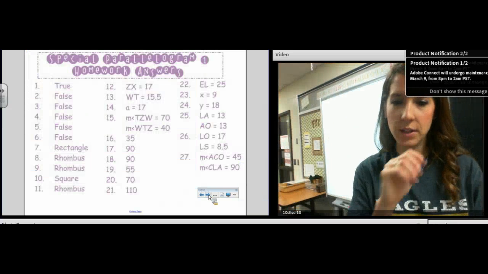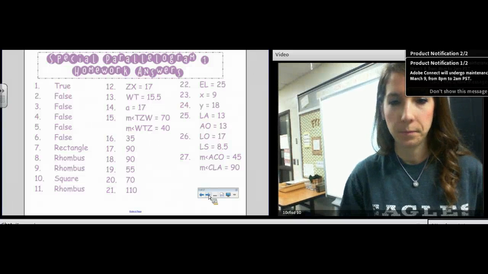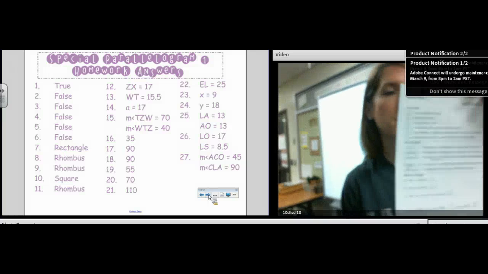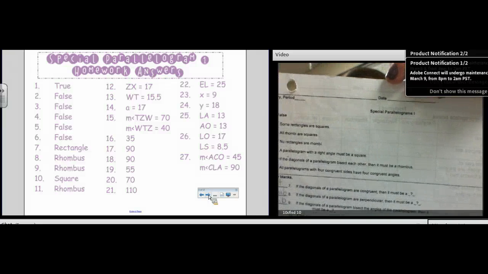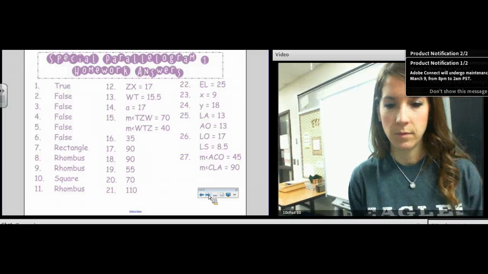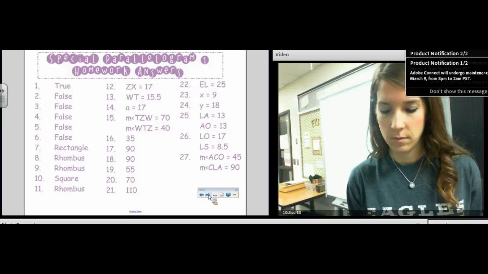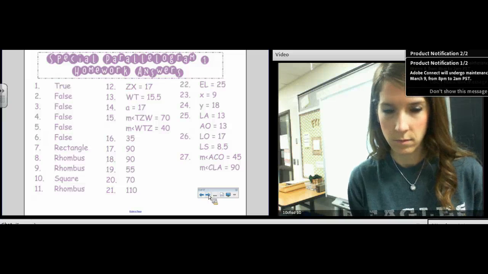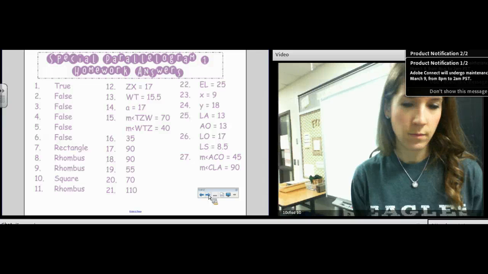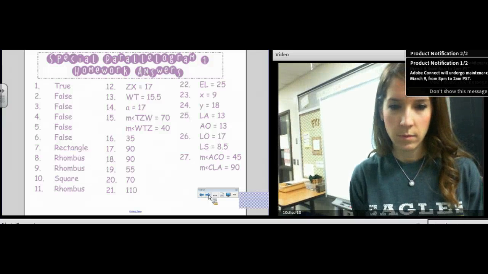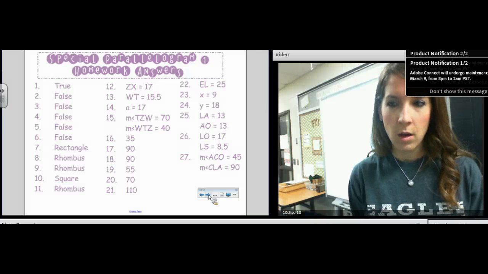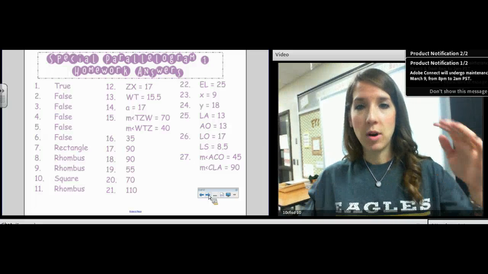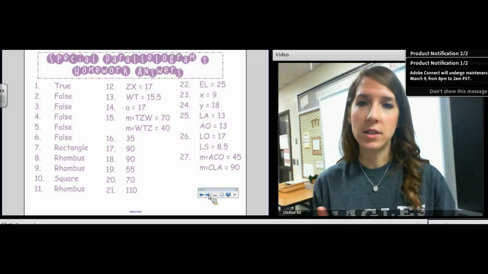Okay, here's your homework answers. Yesterday's homework was called Special Parallelograms 1. If a parallelogram is a rhombus, it's supposed to have 4 congruent sides, it's supposed to have perpendicular diagonals, and it's supposed to have diagonals that bisect the angles.